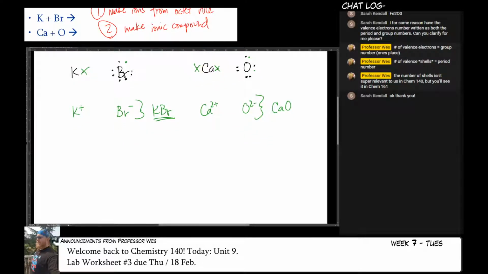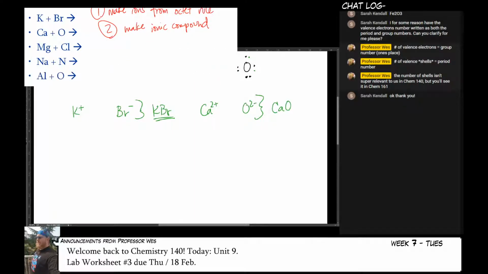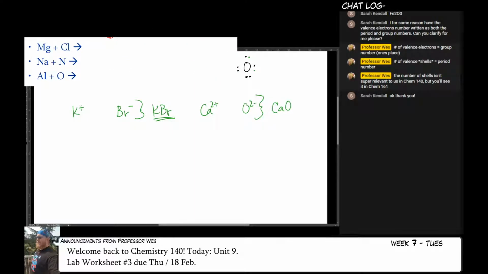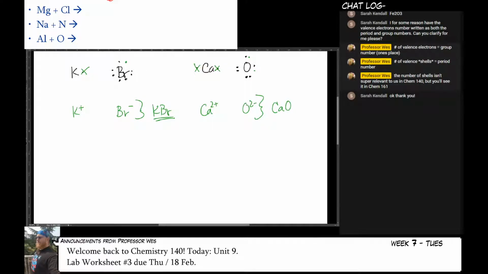All right, let's go to the next 2. Actually, I'll just put all 3 of them on the board here. All right, so we got magnesium and chlorine. Magnesium has 2 valence electrons, and chlorine has 7. Let's make some octets. So for magnesium, let's get rid of its 2. And then for chlorine, we're going to give it the 1 that it needs.